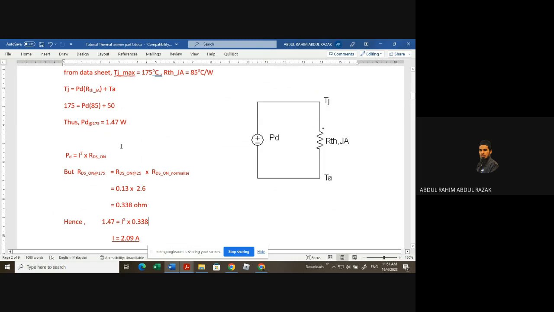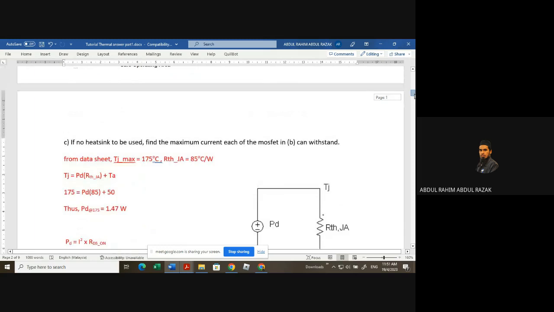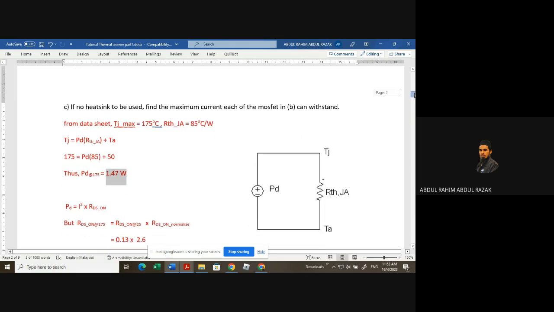Now we want to find your PD, so your I. We find PD, 1.47 watt. Where does this PD come from? There, we just found it earlier: TJ PD. This is the maximum PD. PD means the dissipated power that the device can handle. For example, say your engine can handle up to this many watts of losses, and losses are not what it can deliver to the traction, but the heat of the engine.